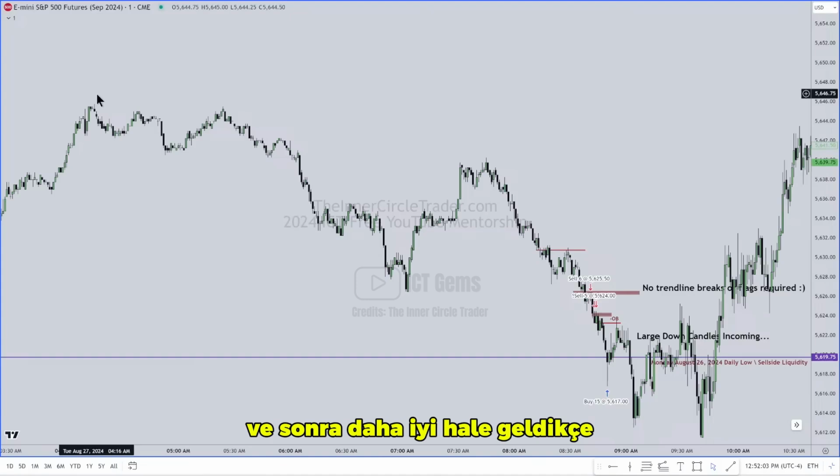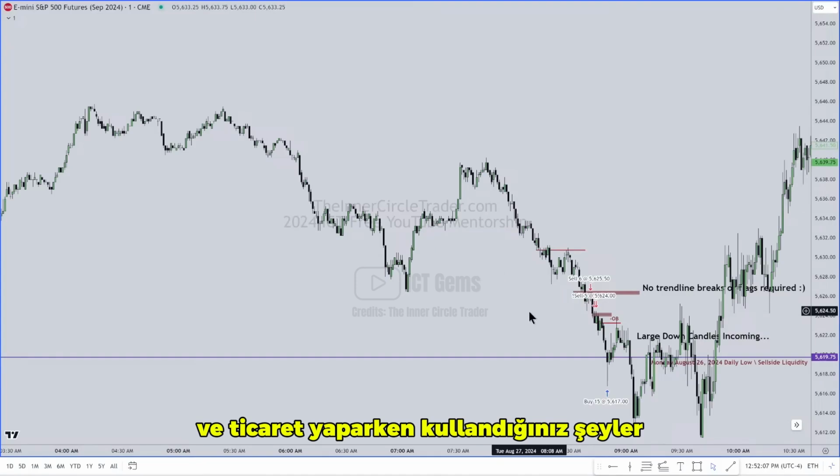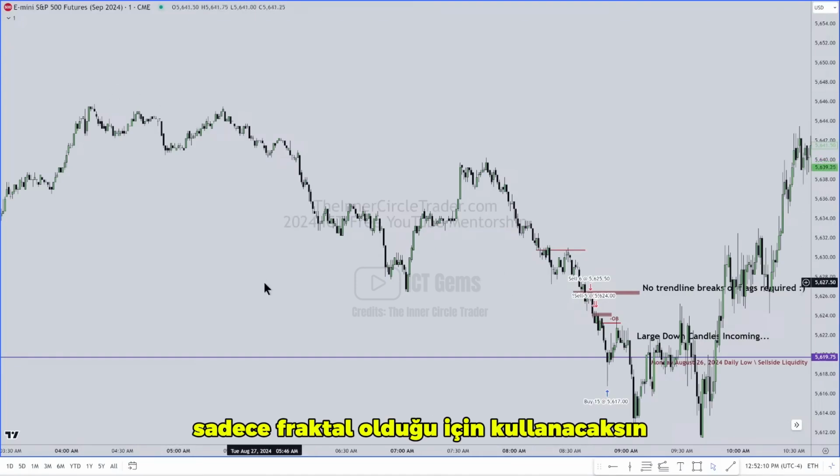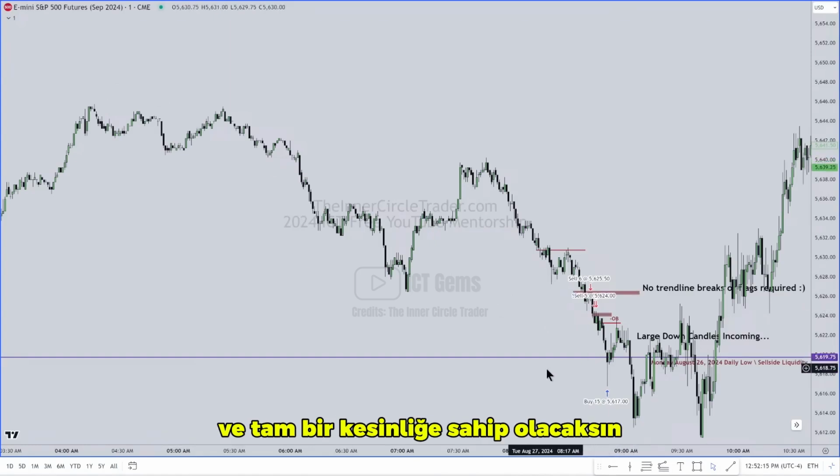And then as you get better, you'll be able to work with smaller ranges and the things that you use when you're trading these bigger ones. You're just going to use it because it's fractal. You're going to use these on the smaller price runs. And you'll have sheer precision that evades everybody else.